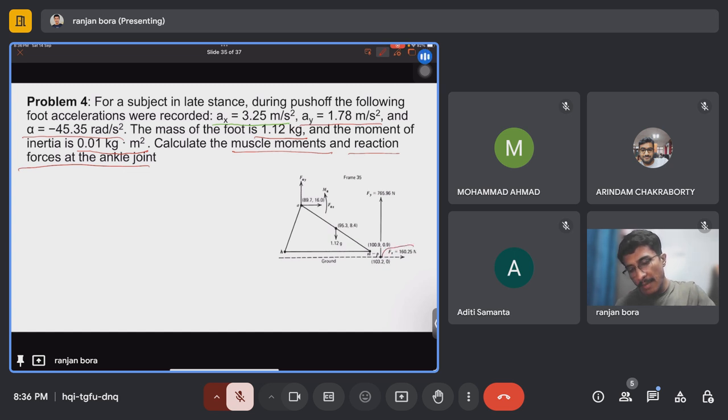These Fx and Fy are the ground reaction forces. And these data are the coordinates of the markers. One marker is placed at the toe, one at the center of the foot, and one at the ankle joint. So these are the coordinates given.